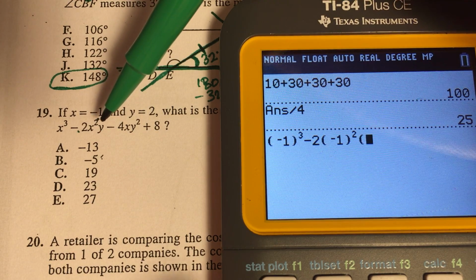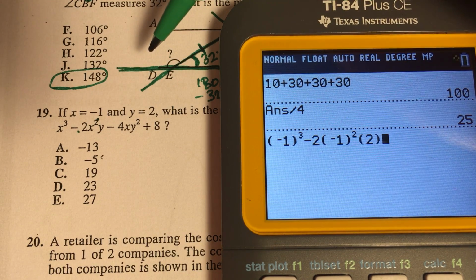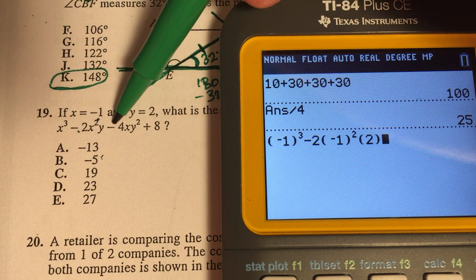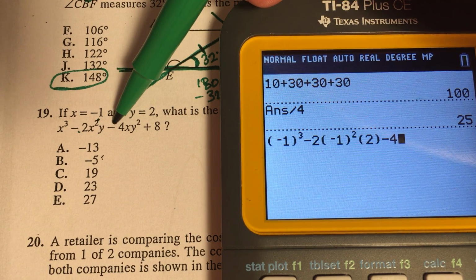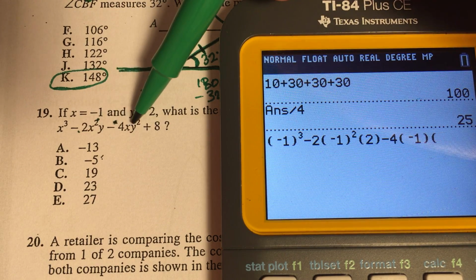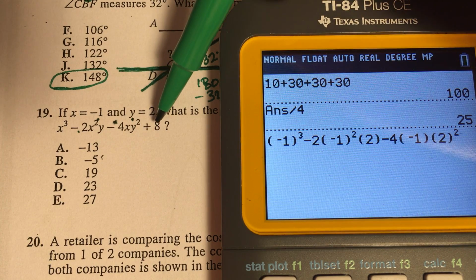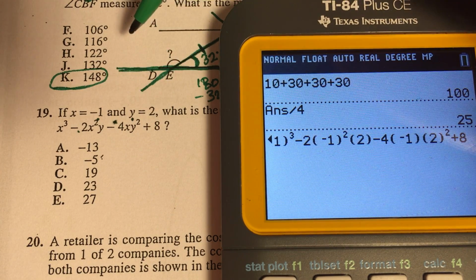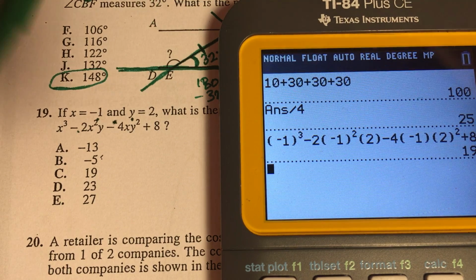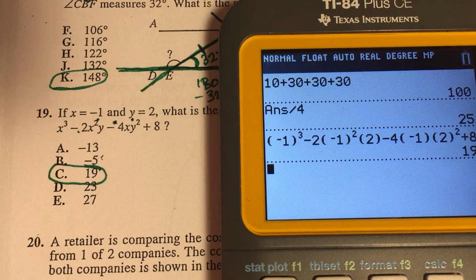And then times y, which is 2 in this case. And then minus 4 times x, which is -1, times y, which is 2 squared, and then plus 8 at the end. And I get 19. So I think my answer should be C.